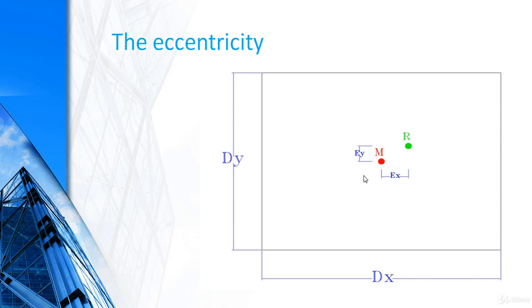But that may not be possible due to the building geometry. So the equivalent static method requirement is that the Ex shouldn't be more than 15% of dx. Also, Ey shouldn't be more than 50% of dy. Now I need to do that check in ETABS.